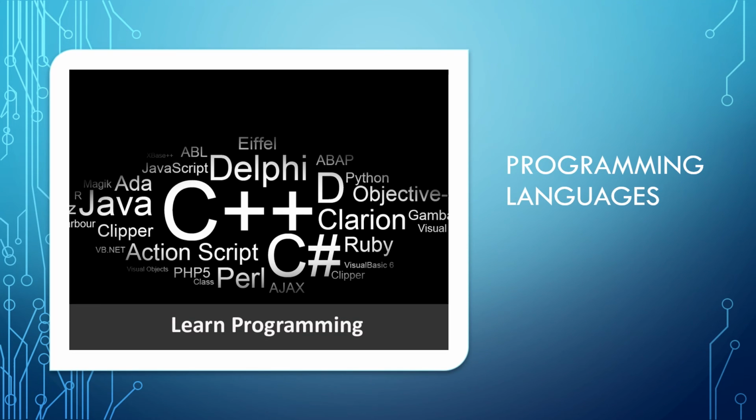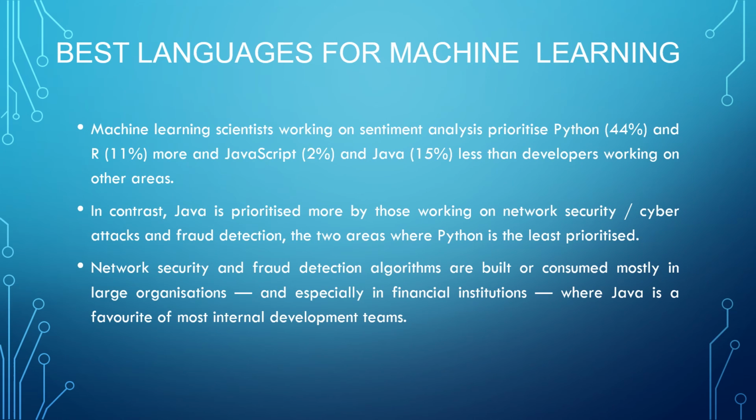Programming languages that can help us to implement machine learning algorithms. Best languages for machine learning. Machine learning scientists working on sentiment analysis prioritize Python 44% and R 11% more, and JavaScript 2% and Java 15% less than developers working on other areas.